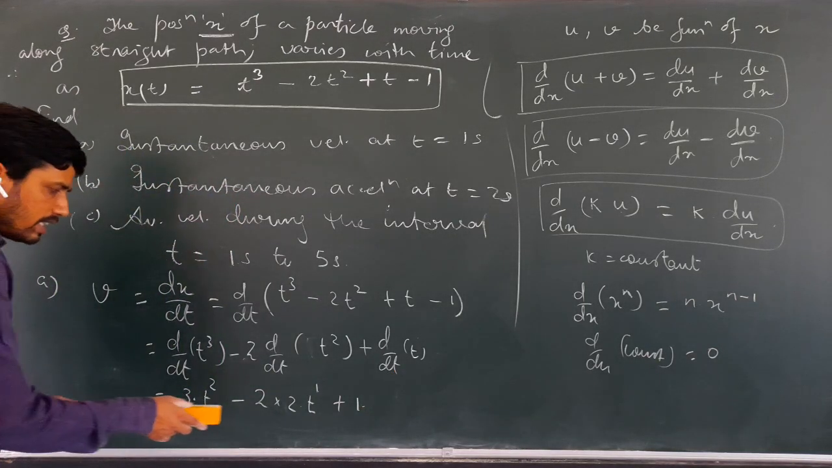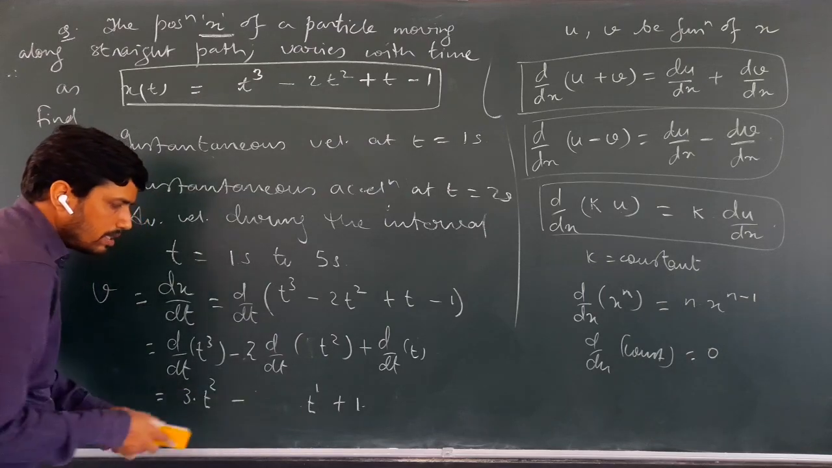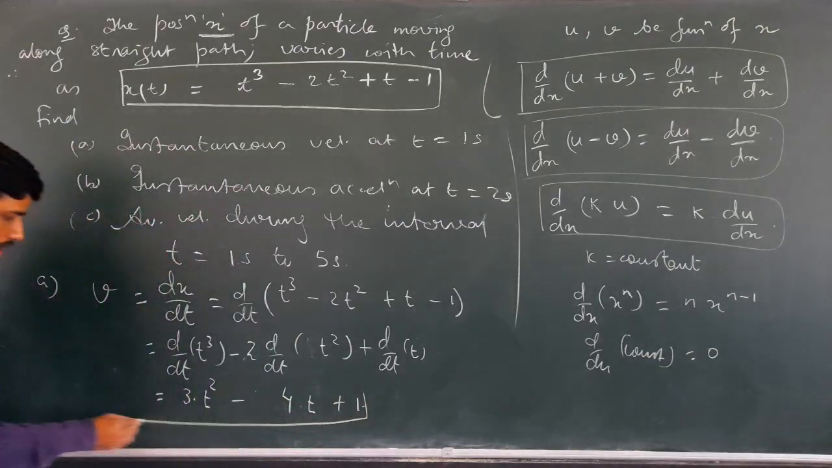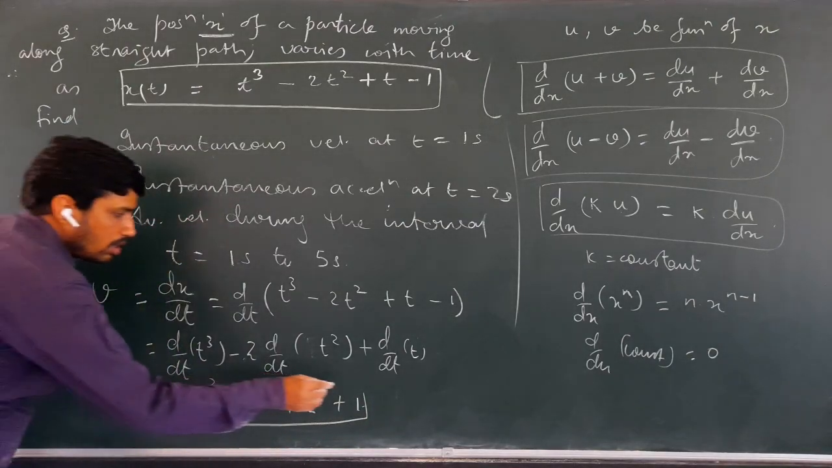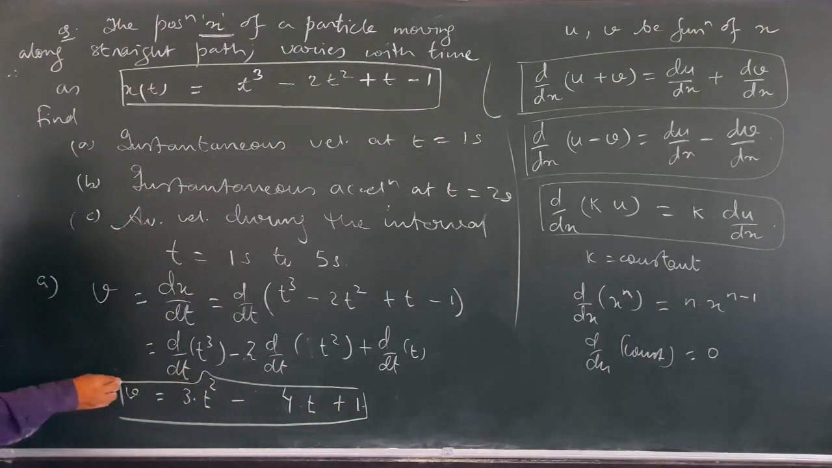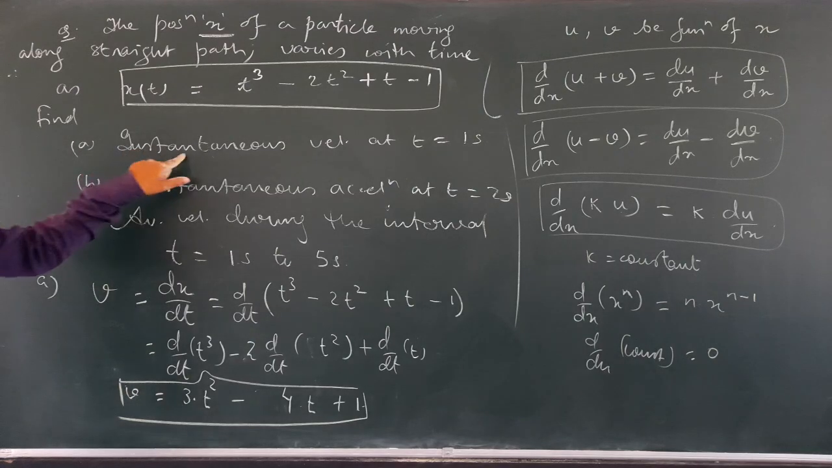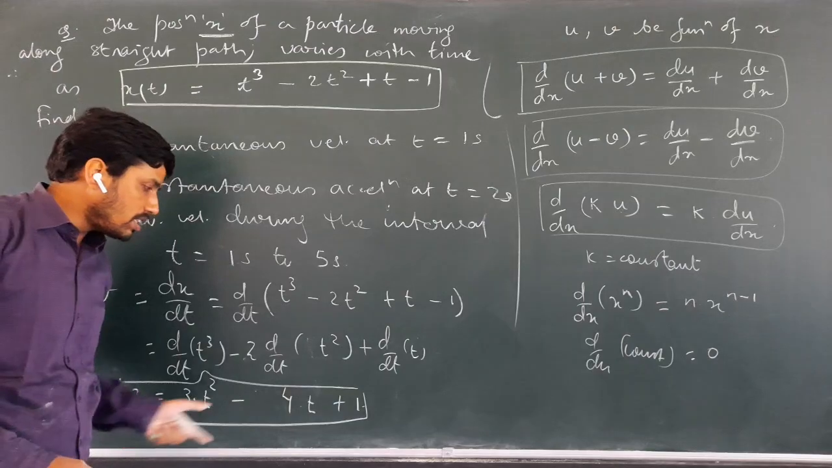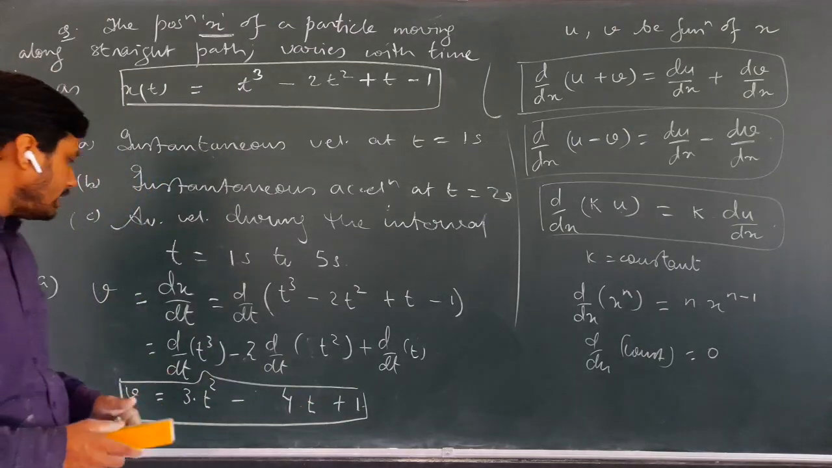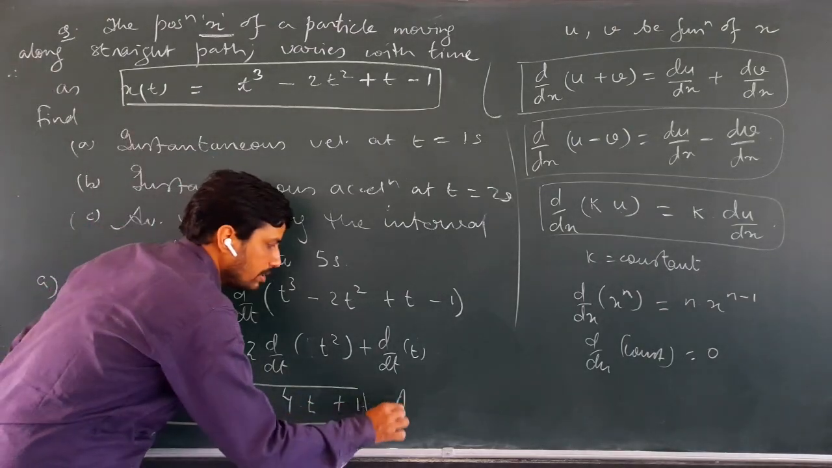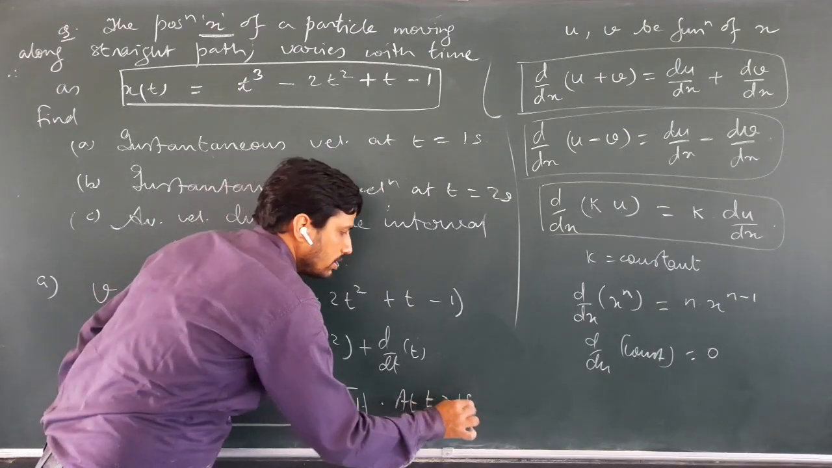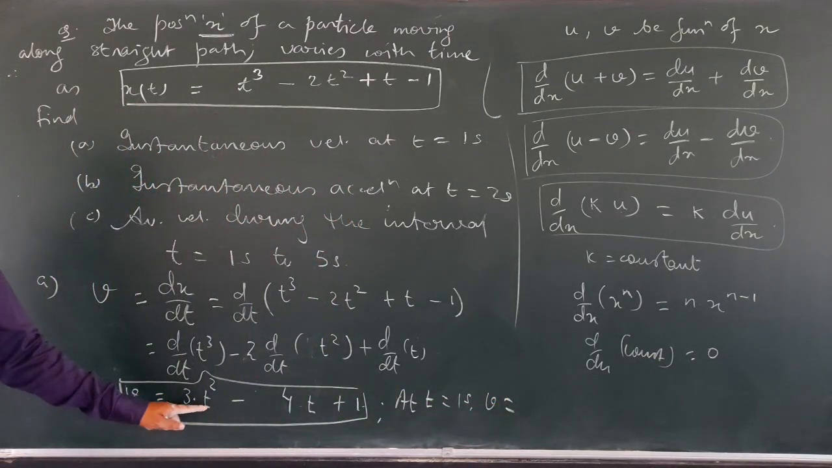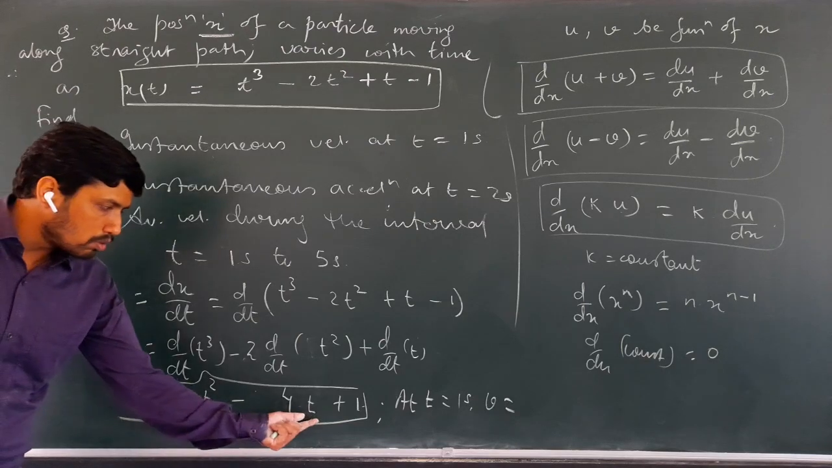So what we get? 3t square minus 4t plus 1. This is the expression for velocity. But they are asking what is the instantaneous velocity at t is equal to 1 second. This is a general formula. So at t is equal to 1 second, velocity you can find by putting t is equal to 1. So t is equal to 1 here, t is equal to 1 here.